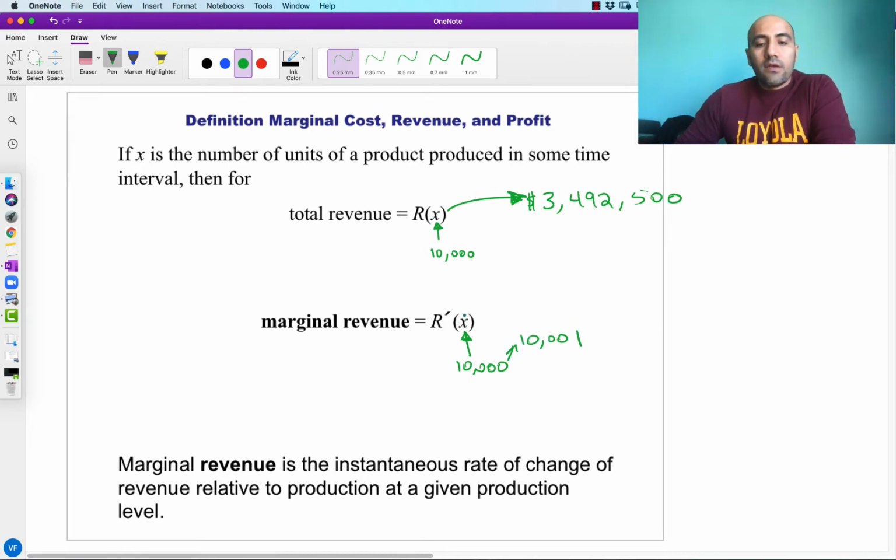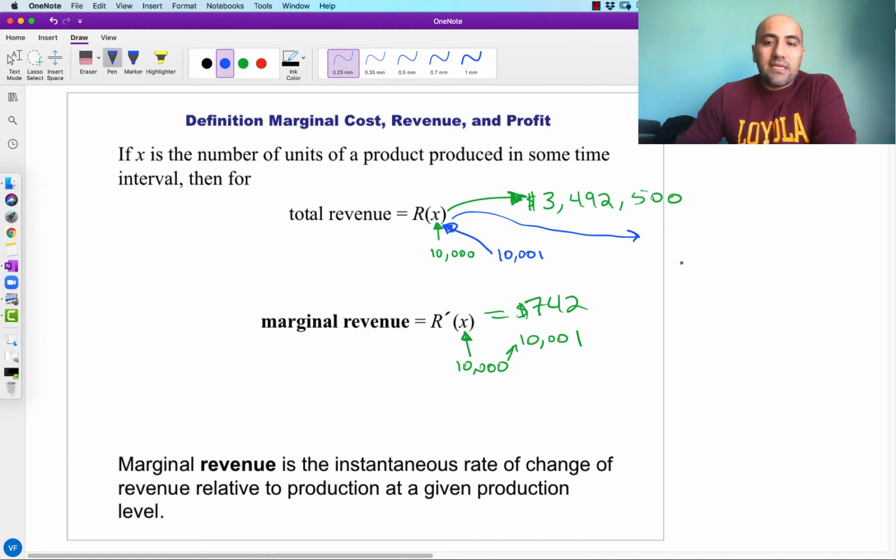So if instead of selling 10,000 bicycles, I sell 10,001 bicycles, then this might give me, and I'm just making things up here, maybe this number is, I don't know, $742. Okay, so this is saying that if I went back to my total revenue function, this one, and I put in 10,001, I'm approximating that my total revenue will go up by this amount because the marginal revenue is that. Now, it's not the exact amount. Remember that this is an approximation.